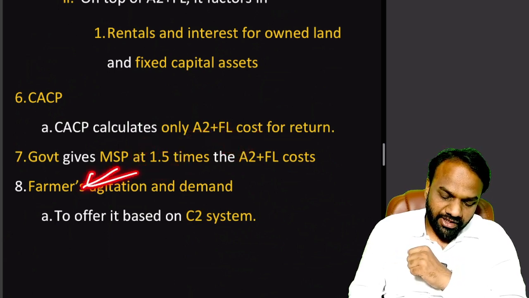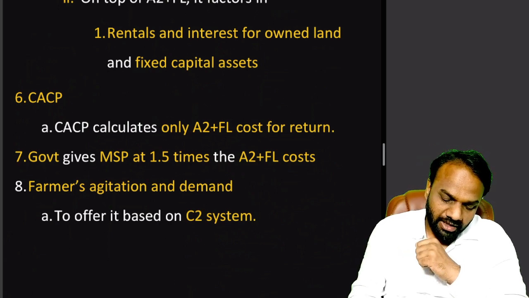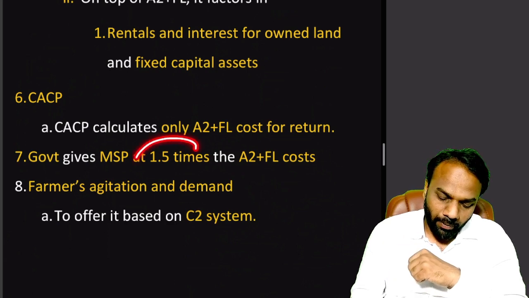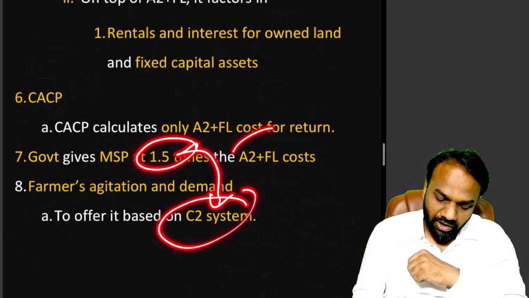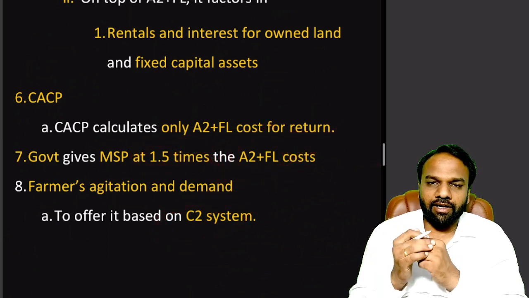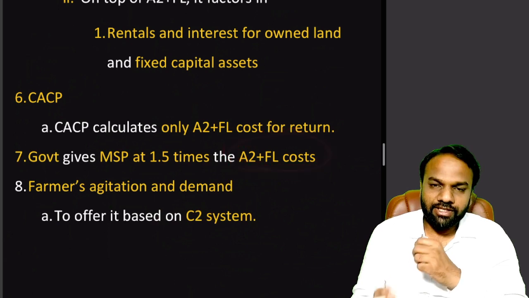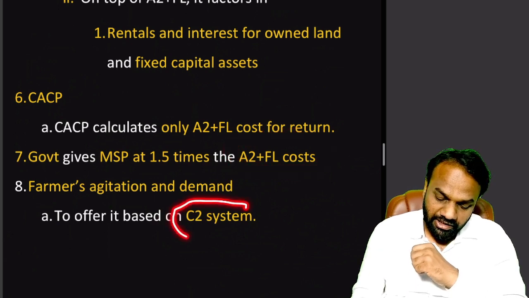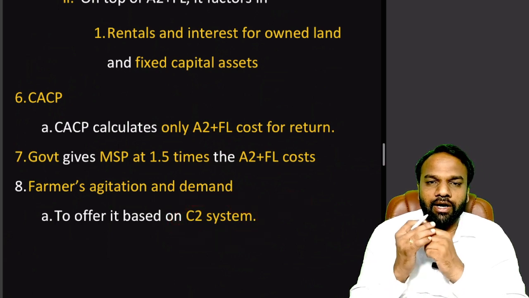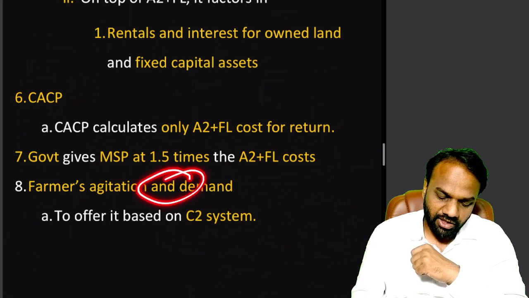Then we often see that farmers are agitating and protesting against the government. So what is the reason? Farmers are demanding that the returns which the government is offering should be 1.5 times the C2 system and not A2 plus FL. So farmers are saying, now you are giving us MSP, but it is based on A2 plus FL cost. So please give us returns based on C2, which is a more comprehensive way of computing the production cost. Okay, so this is the illustration.